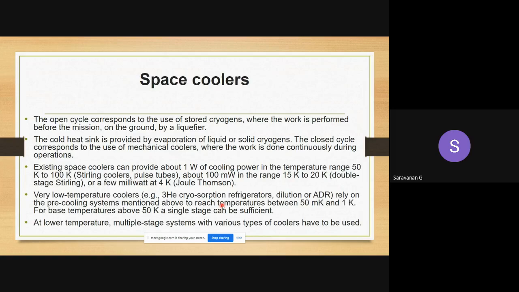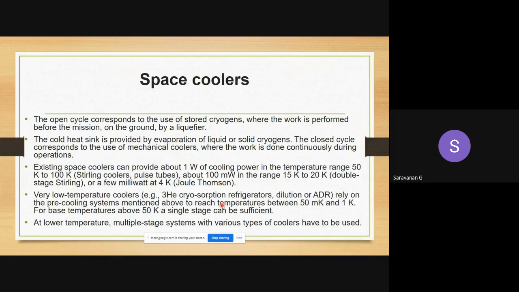The cryo cycle having mechanical coolers will be continuously cooling down during continuous operations. For example, if you are using 1 watt of cooling power in the temperature range of 50 to 100 Kelvin, using Stirling coolers or pulse tube coolers, we will discuss the types of cryocoolers in the forthcoming topics. If in the range of 100 milliwatts, we have to go for 15 to 20 Kelvin, very low temperature, using a double stage Stirling system. Or for very few milliwatts, the temperature range is very, very low, about 4 Kelvin. That is Joule Thomson temperatures; we'll discuss the Joule Thomson effect in the next topics.